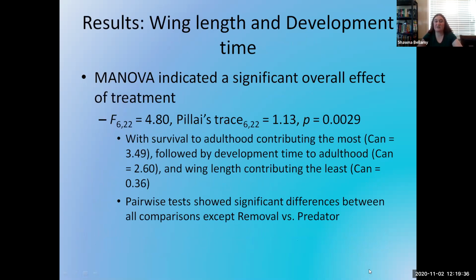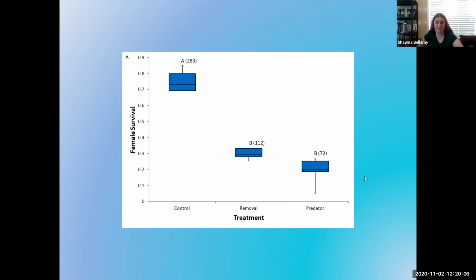MANOVA indicated that there was a significant overall effect of treatment on the life history traits. Survival to adulthood contributed the most. Development time contributed the next most, and wing length contributed the least. Pairwise tests showed that there were significant differences between all comparisons, except for removal versus predator.